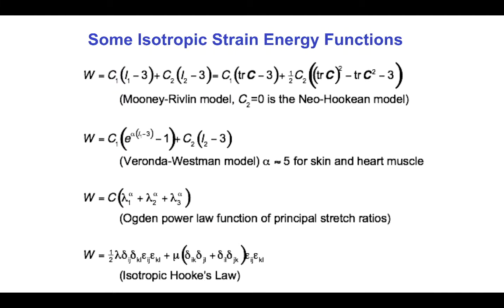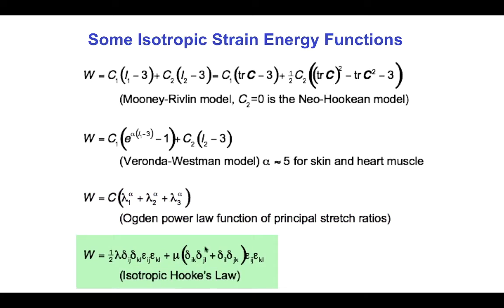Here are some examples of real isotropic strain energy functions used for biological tissues and other materials. The Mooney-Rivlin material, or the simplest special case where C2 equals zero, known as the neo-Hookean material, are often used for simple elastomers like rubber. The exponential isotropic strain energy function, C1 times (e to the alpha (I1 minus 3), all minus 1), plus C2 times (I2 minus 3), is known as the Fung-Demiray model and has been used for skin and heart muscle and other tissues, with an exponent alpha of approximately 5. Ogden proposed a power law in terms of the principal stretch ratios lambda 1, lambda 2, and lambda 3. And so in Ogden's expression, W is C times (lambda 1 to the alpha plus lambda 2 to the alpha plus lambda 3 to the alpha). Because the coefficients of lambda 1, 2, and 3 are all the same, this is an isotropic strain energy function, and it only has two coefficients, C and alpha.